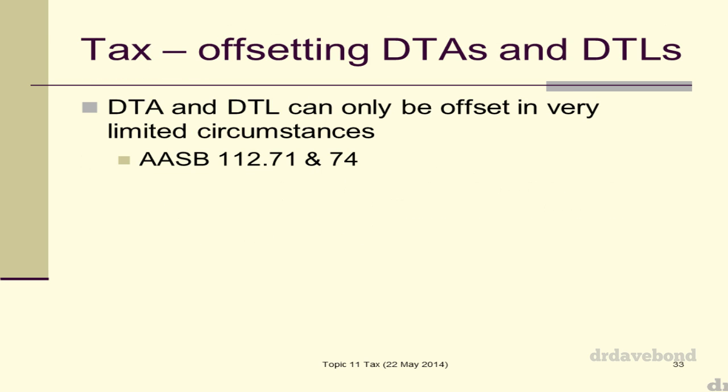What is also important is that you could offset the effects. That hasn't been offset yet. So that's one way of doing it. I'll show you what would happen if we offset it. You can offset DTAs and DTLs in certain circumstances. We've talked about offsetting before. We talked about financial liabilities and financial assets.